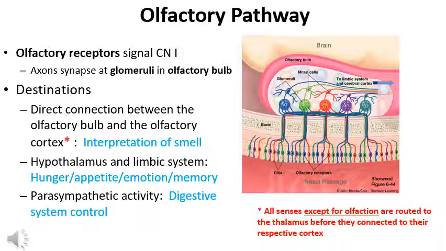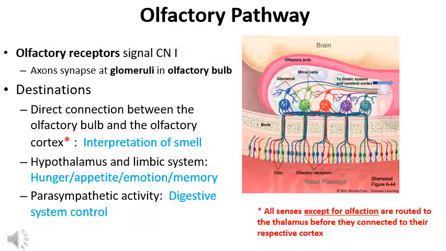So I see ultimately the destinations of where this information is headed is exactly the same destination that I was heading to as far as taste is concerned. Except where taste occurred, we routed all the information through the thalamus and then sent it to these appropriate places. In this case, we're sending information directly to the olfactory cortex, and then we're sending it to the destinations of the limbic system and the digestive system.